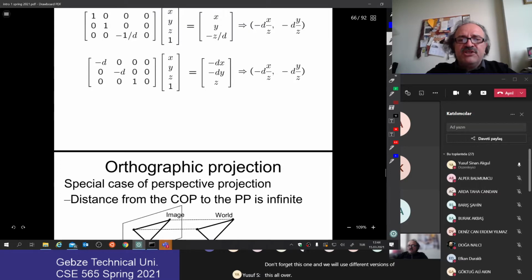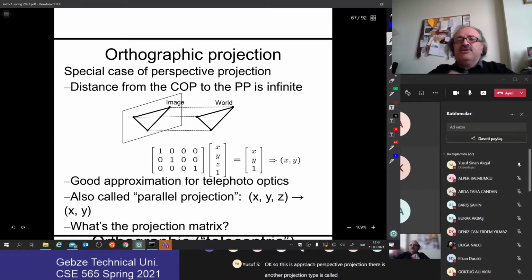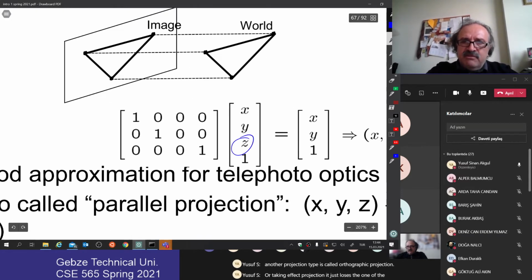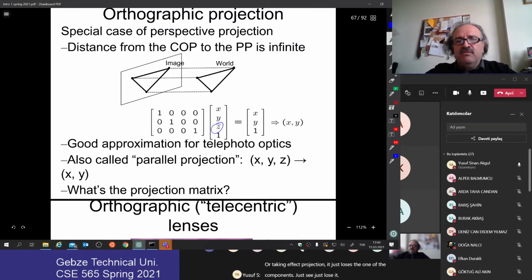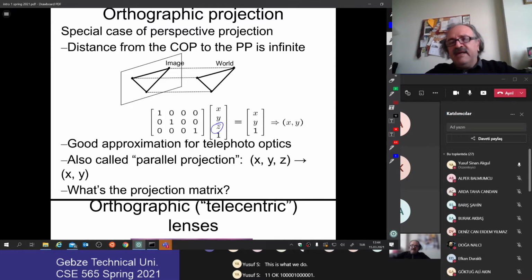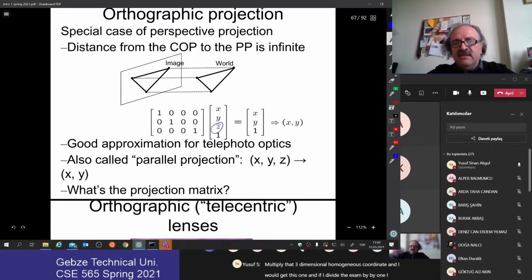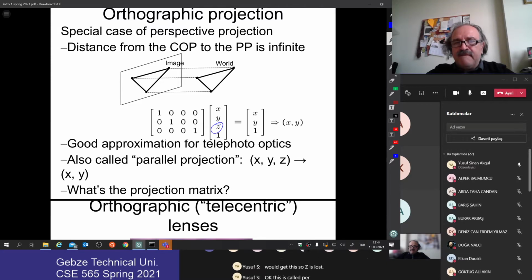There is another projection type called orthographic projection. Orthographic projection just loses one of the components, just z. This is what we do: 1 0 0 0, 0 1 0 0, 0 0 0 1. Multiply the three-dimensional homogeneous coordinate, and I would get this one. If I divide x and y by 1, I would get this. So z is lost. This is called parallel projection.